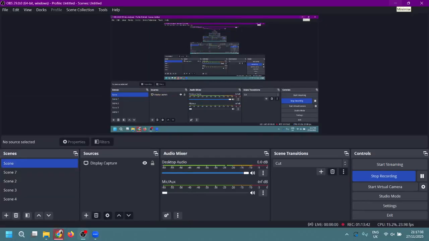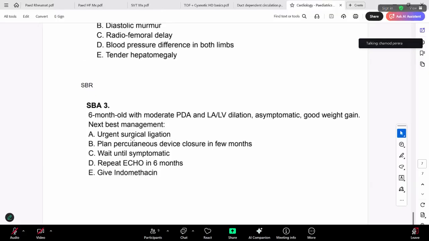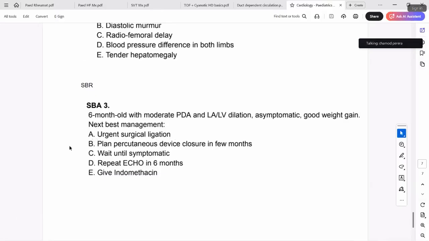Therefore, the baby needs a closure, right? Even in the question I wasn't sure. It is either A or B that has to be taken as the answer. But because the baby is asymptomatic with good weight gain, urgent intervention is not really needed. That is the main reason I thought of eliminating surgical ligation. I don't know the answer that they took. Therefore, I selected percutaneous device closure in a few months as my answer, but I'm not sure about the answer that they selected.